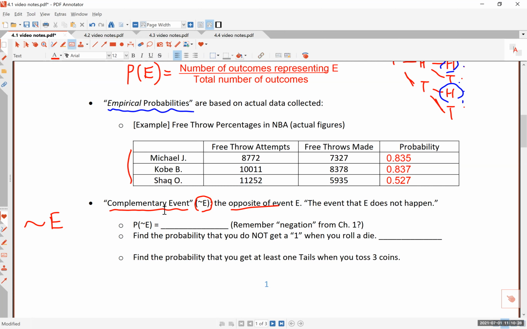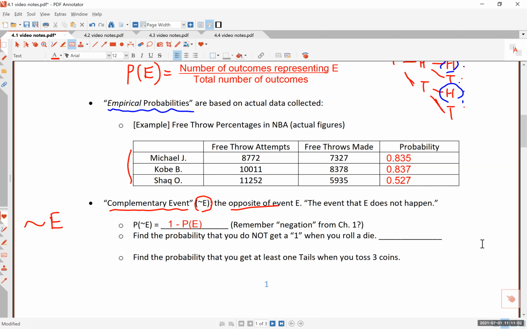All right. Now, it probably comes very naturally to you that the probability of the negation of E is 1 minus the probability of E, right? In other words, if E has a 90% chance of occurring, then the probability that E does not happen is 10%. Very clear, right? So it is the negation. It's the same concept. Find the probability that you do not get a 1 in the roll of a die.